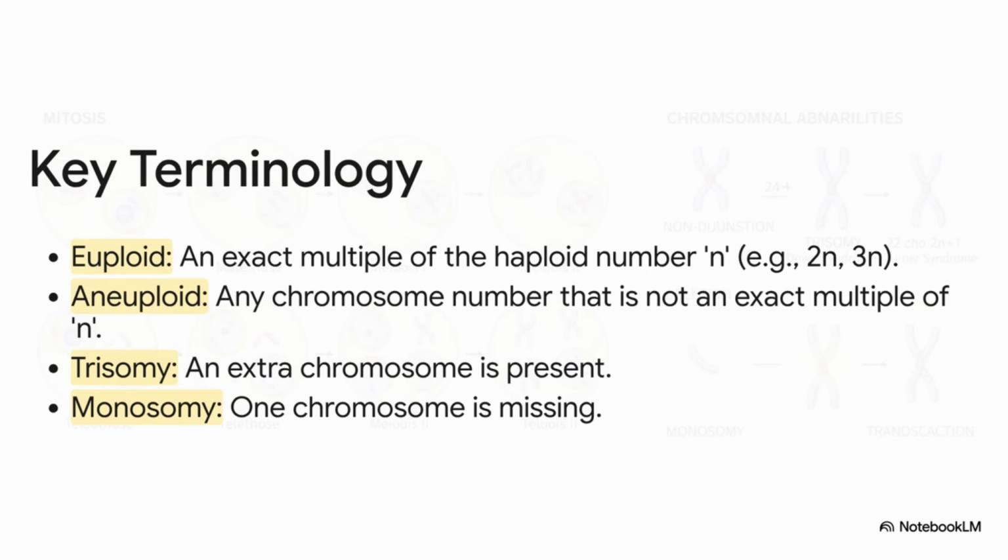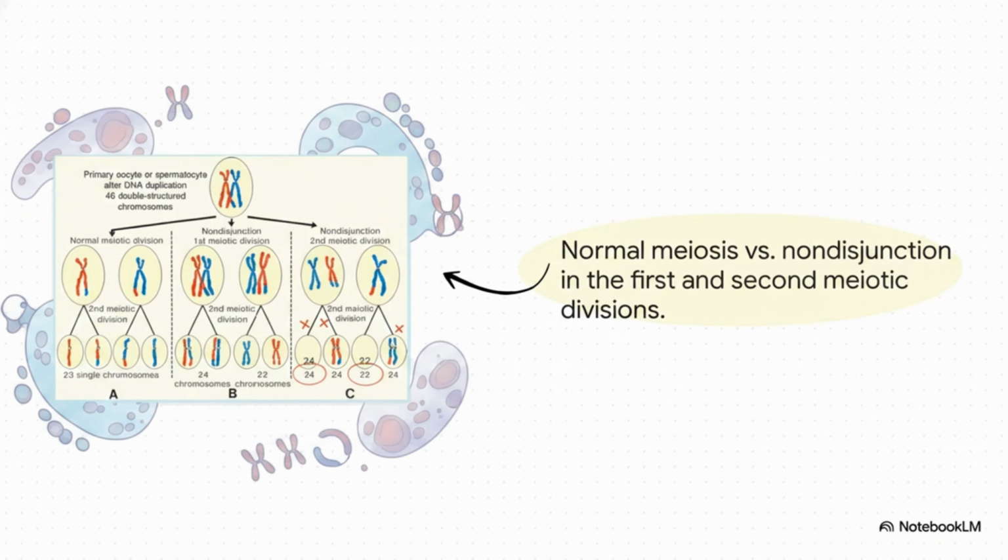Before we go any further, we need to get our vocabulary straight. Euploid just means a normal, correct chromosome count, like our diploid number of 46. Aneuploid is the opposite. It's the term for any number that's not normal. This usually shows up as either a trisomy, which means there's one extra chromosome, or a monosomy, where one chromosome is missing entirely.